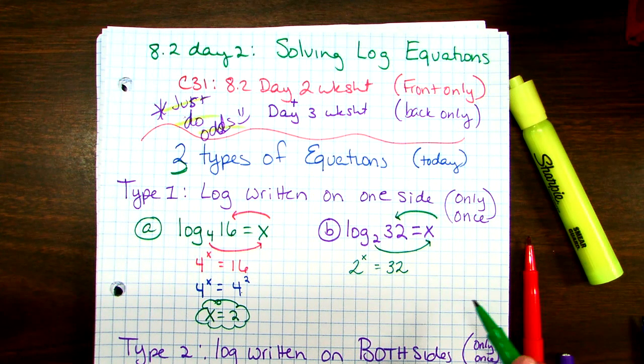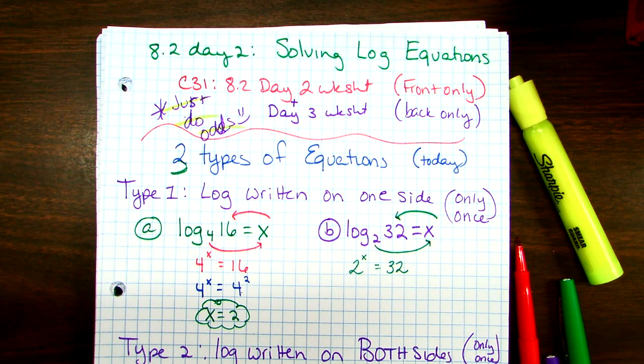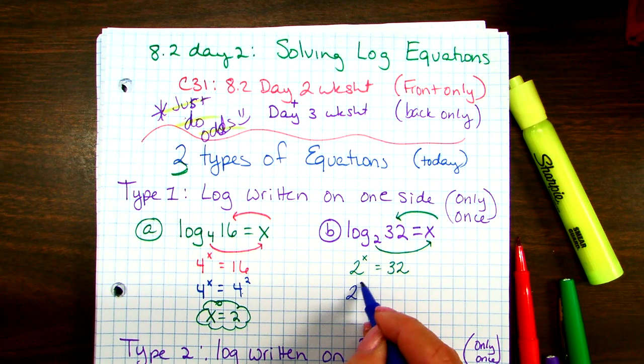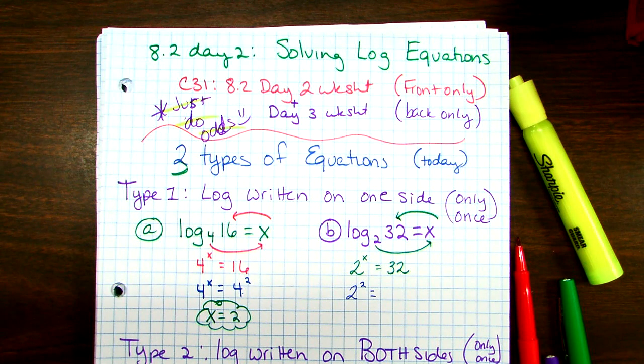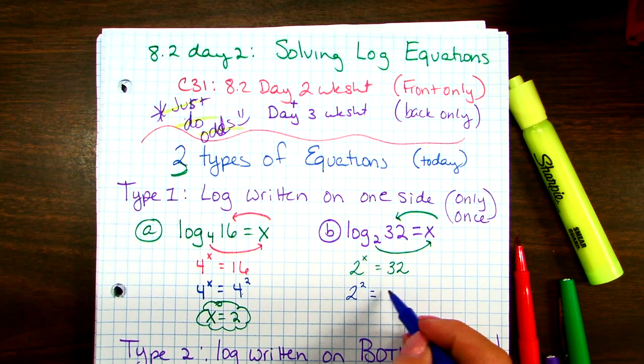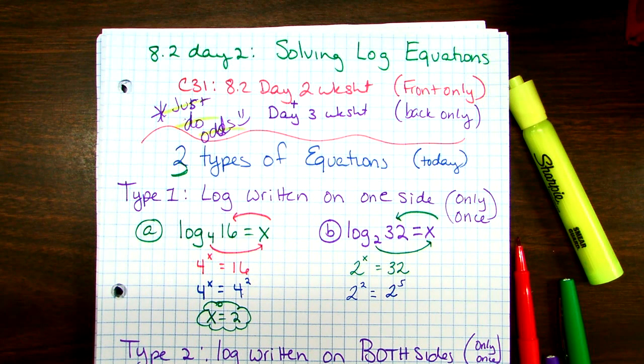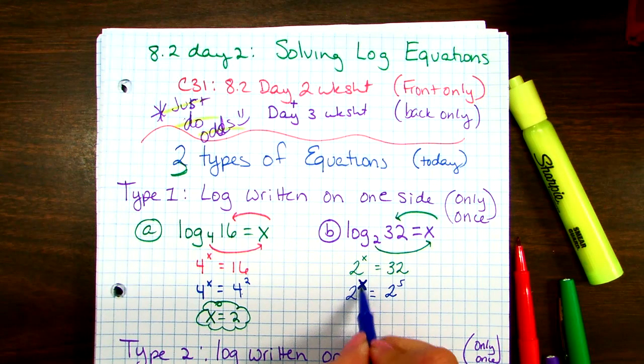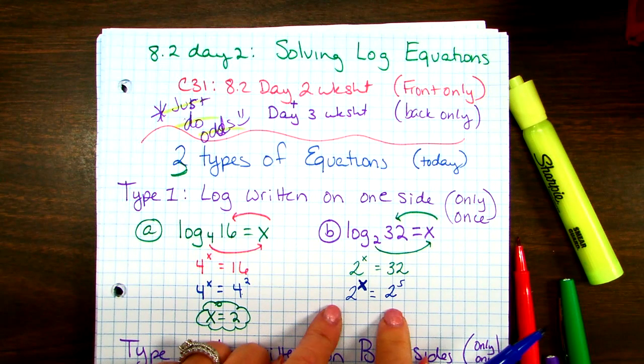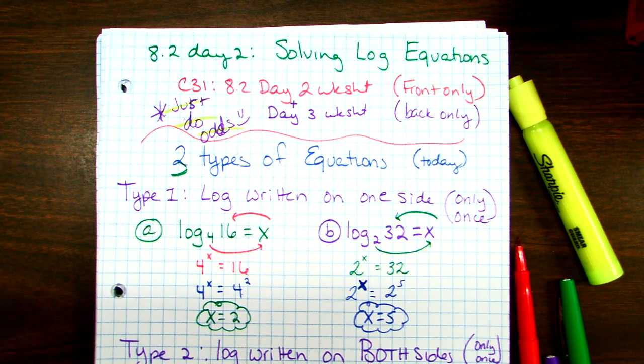Okay, so 2 and 32, you can do base 2. So I pick up my calculator and I figure out what power of base 2 will give me a 32. What is it? 5. 2 to the 5th is 32. So, whoops, that's an x, sorry. So when the bases equal each other, that means the exponents equal each other. Okay, so that's the first of 3 types.